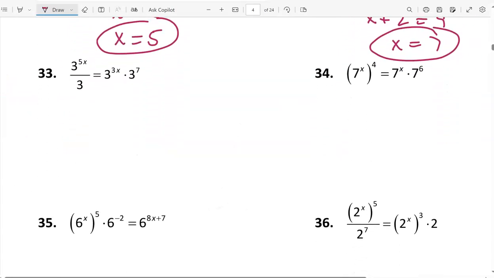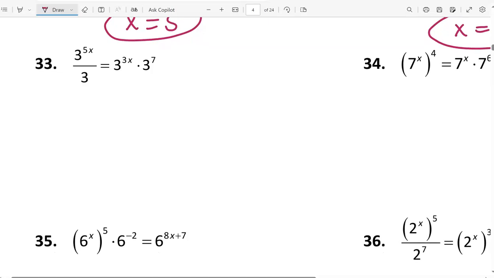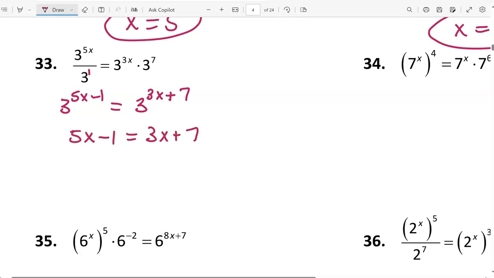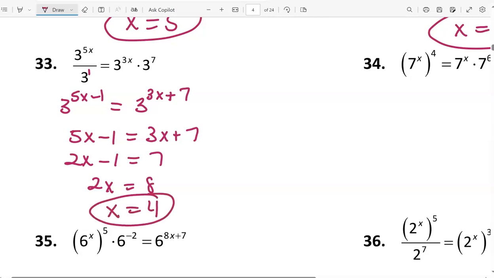For number 33, there is a factor of 3 that has an understood exponent of 1. When we divide, we subtract exponents, so that is 3 to the 5x minus 1. And when we multiply, we add the exponents, so the exponent on the right is 3x plus 7. So 5x minus 1 must be equal to 3x plus 7. Subtract 3x, add 1, and that gives us a result of x is equal to positive 4.